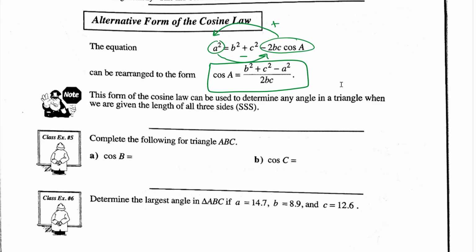But anyways, when you're looking for an angle, more often than not, you're going to be given all three sides of the triangle. So that is called your side, side, side, SSS triangle. And it might not be angle A that you're looking for. It might be angle B or angle C.